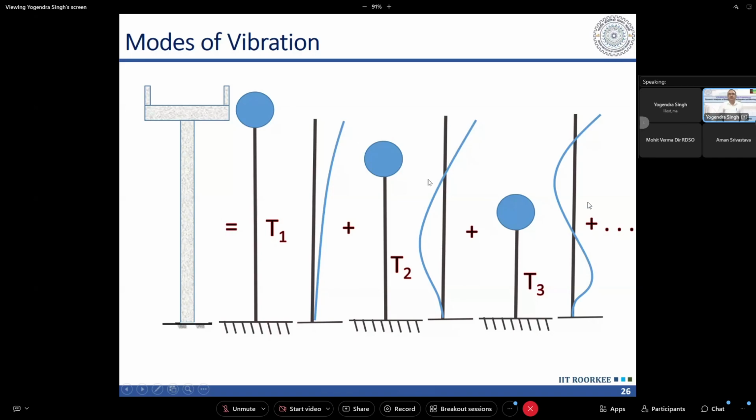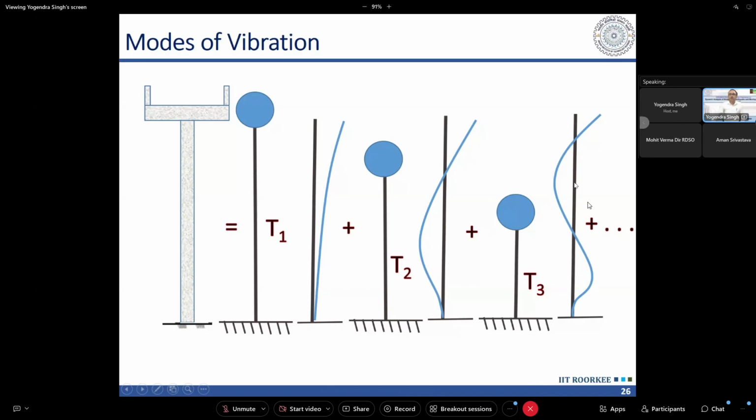And as we consider higher and higher modes, the period is reducing, and at the same time its contribution is also reducing. So generally, if we consider the initial 3 to 5 modes, we get enough accurate results.